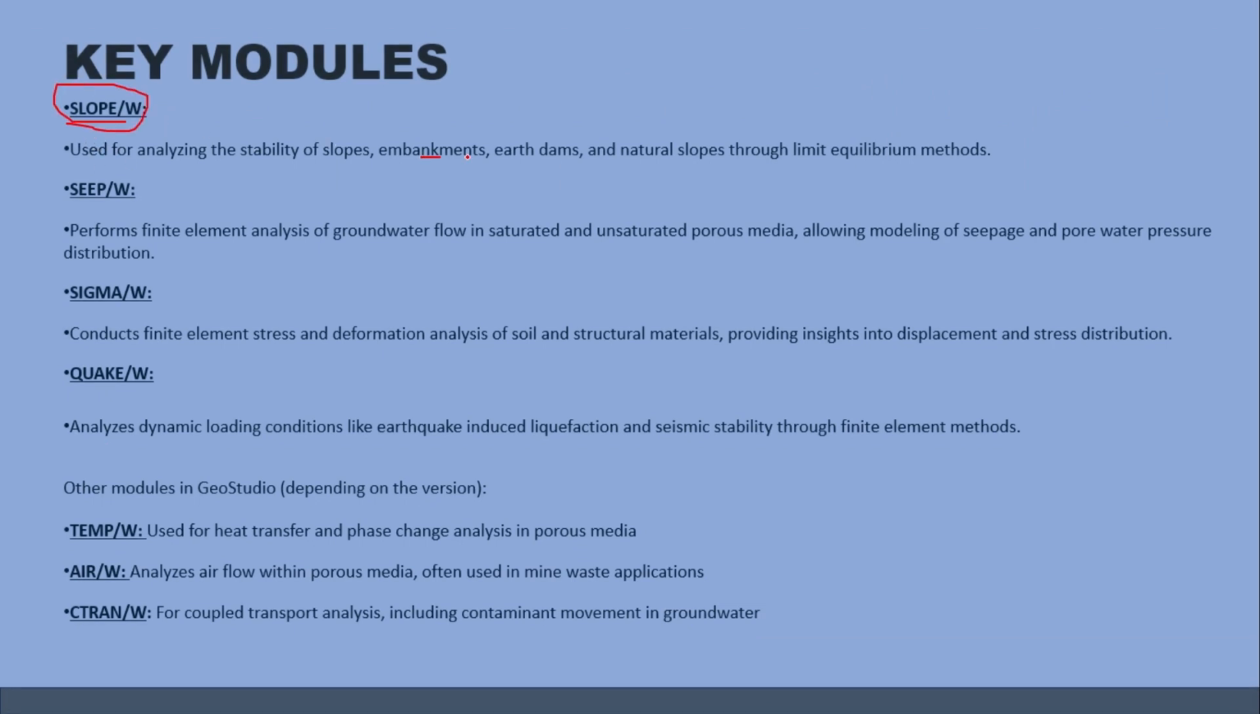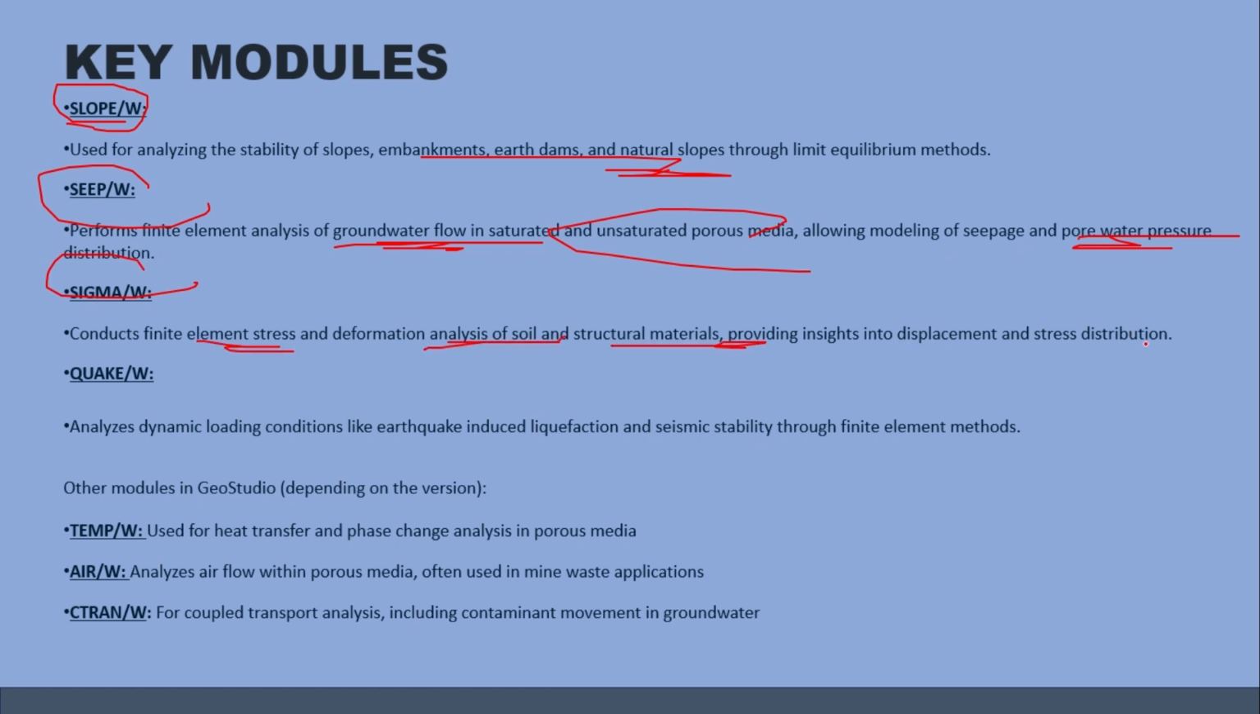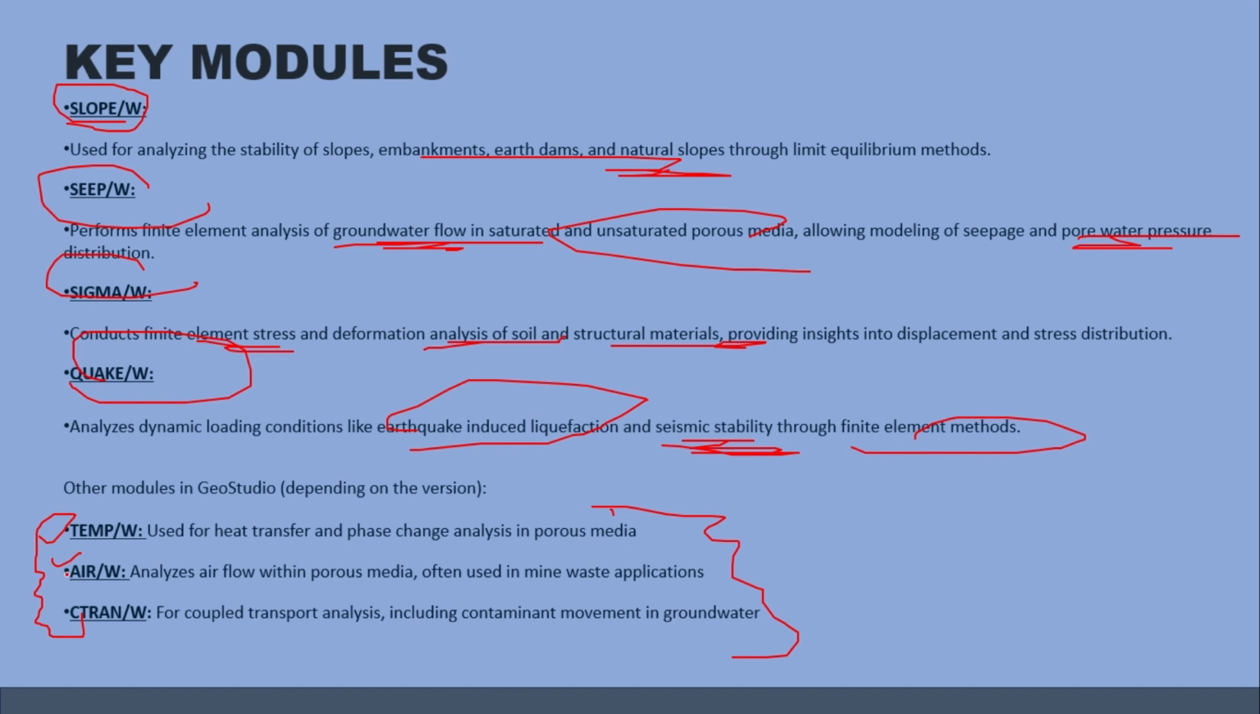So this GeoStudio has various key modules. It has a SLOPE/W module that is used for analyzing the stability of embankments, artificial dams, natural slopes, and it has SEEP/W. As the name suggests, it is used for a finite element analysis of groundwater flow, if you have pore water pressures, and if you have saturated soils. And it has SIGMA/W that is used to conduct the finite element and deformation analysis of soil and structural materials. And then we have QUAKE/W that is to test the seismic stability of the slopes, and you can induce the liquefaction in it, and it all does the analysis using finite element methods.